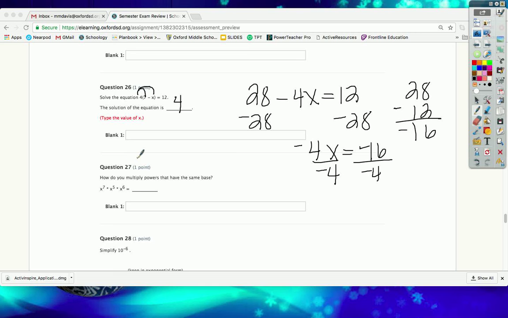Question 27 is exponent rules, laws of exponents. When I multiply the bases, I add the exponents, so this should be x to the 18th power.